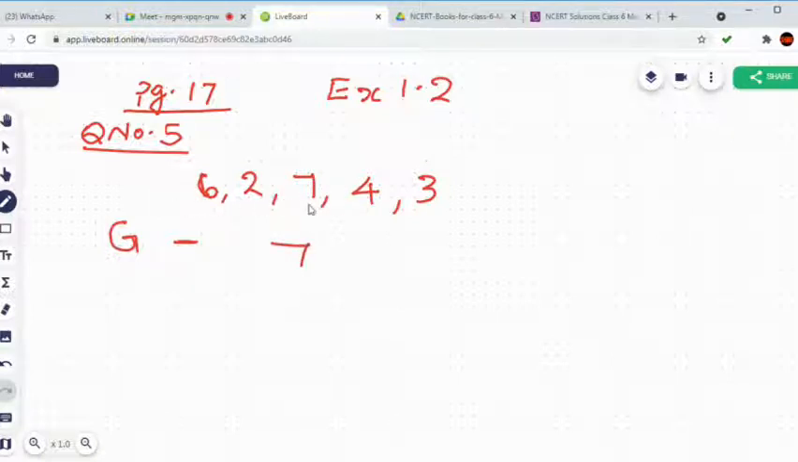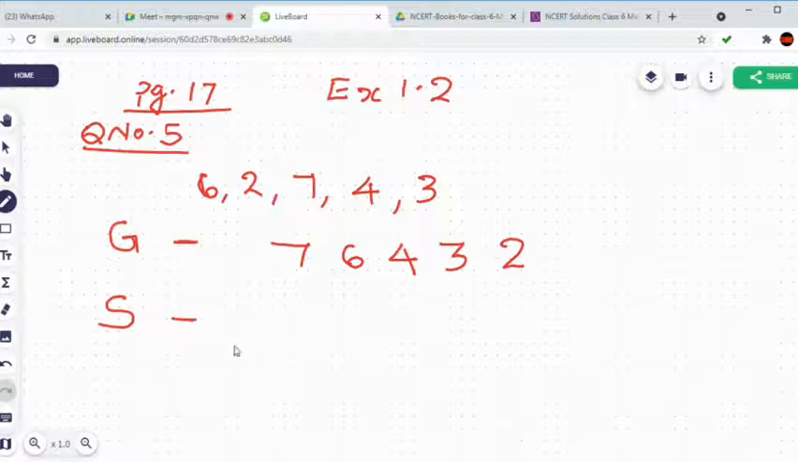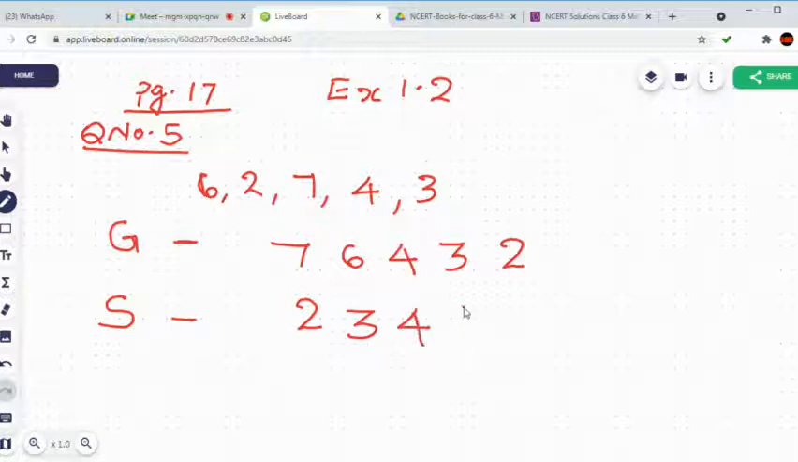For that we can write the digits in order. The greatest digit is 7, then next 6, then 4, 3, 2. It is the greatest number we can form by these digits, that is 76,432. Then you write the smallest number we can form by the same digits. For that we can reverse the digits in the same order. So 2, 3, 4, 6, 7.